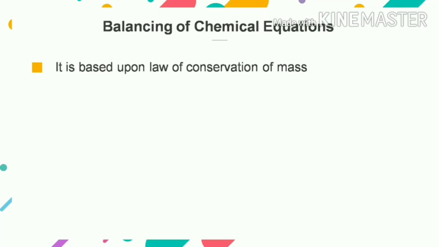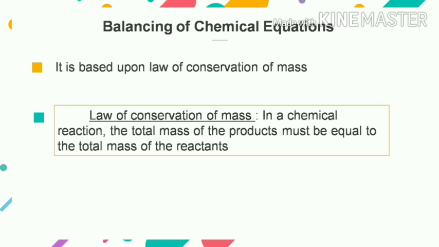Then we must also know to balance the chemical equations. A balanced chemical equation is that chemical equation in which the number of atoms of each element on reactant side is equal to the number of atoms of each element on product side. The balancing of chemical equations is based upon the law of conservation of mass. The law of conservation of mass states that in a chemical reaction, the total mass of the products must be equal to the total mass of reactants.